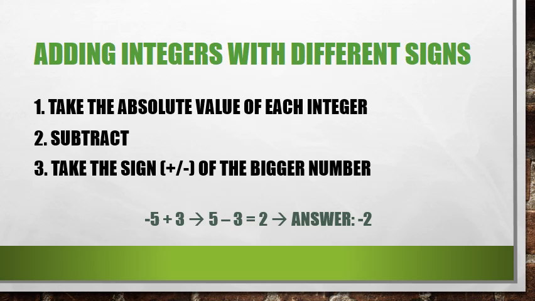So, taking a look at negative 5 plus 3, we would need to take the absolute value, so first it'd just be a 5 and a 3, and subtract them to get 2, and then we would take the sign of negative from the 5 in the original problem to give it to our answer, making it negative 2, because 5 is bigger than 3, and the sign of 5 was negative.